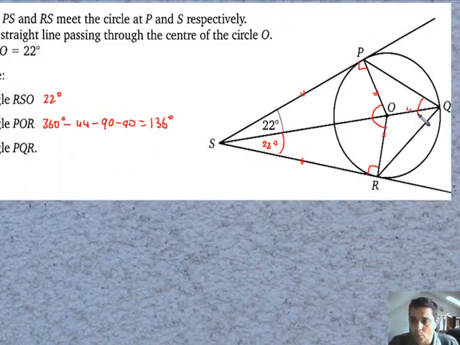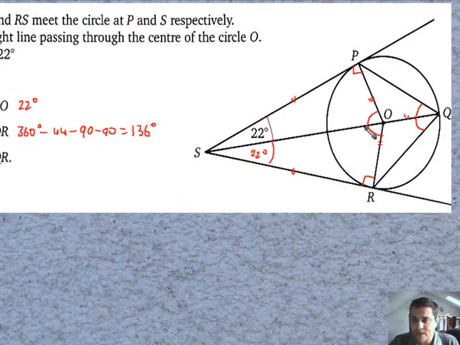And now calculate angle PQR. That's all of this. Now, be careful. We know this is an angle of 136 degrees. Is that all right? Now, this is the angle at the circumference. Sorry, the angle at the centre.